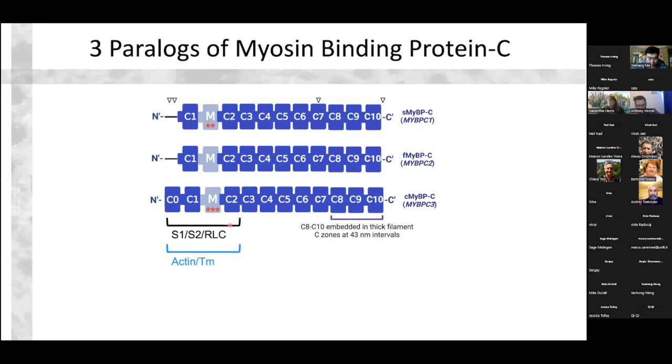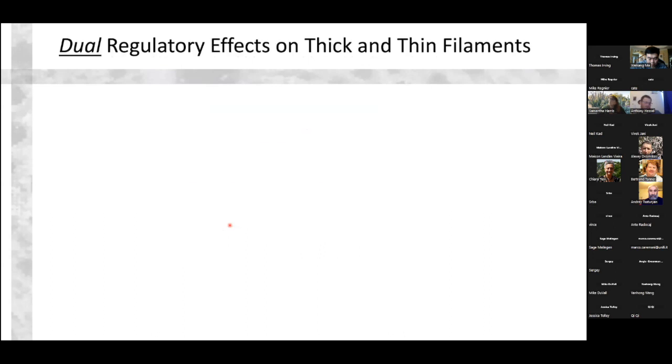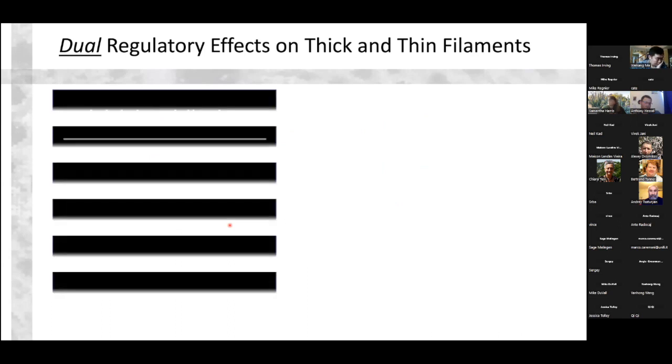So the question then is, how can all of these things be true at once? To complicate things even more, additional work recently by the group of Kampourakis has shown that the middle domains of C protein also interact with myosin S1 and S2 domains. So there are a lot of interaction domains with myosin binding protein C. And a big question has been, how can all of these happen at once? So we'll return to that structural question in a second. But in the meantime, it seems like the consensus is that myosin binding protein C has dual regulatory effects on thick and thin filaments.